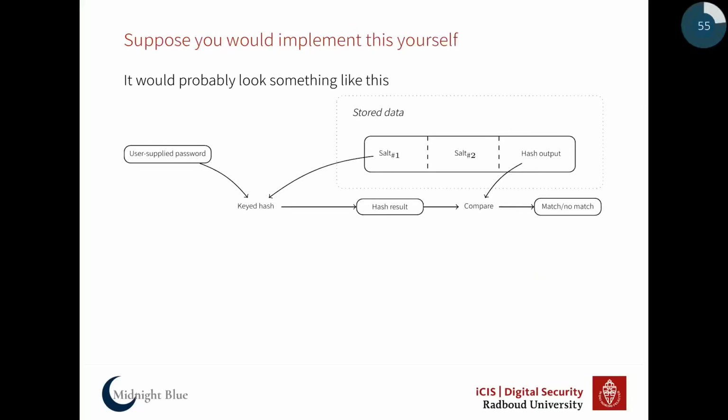So let's take a look at the first. Well, before we do that, suppose that you had to implement this yourself. It will probably look something like this. You get an incoming user-supplied password and some keyed hash, which you use combined with the password and a salt. Then you get a hash result, and you compare that to some hash output. If that matches, you take another keyed hash with another salt with the same password, and that will be your key. At least this is how I would probably implement this. So far this is easy.